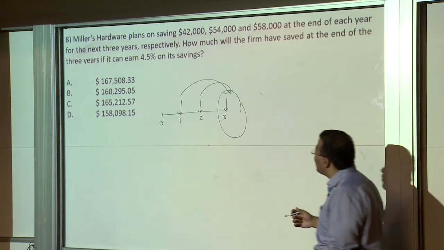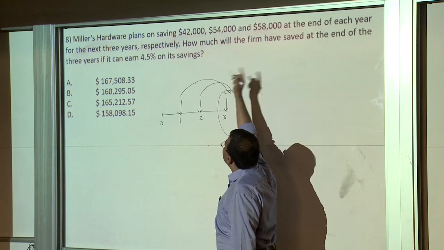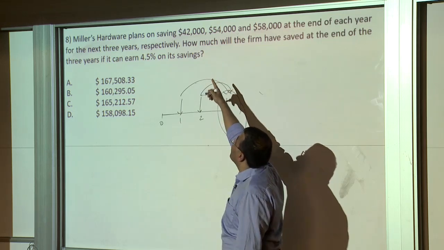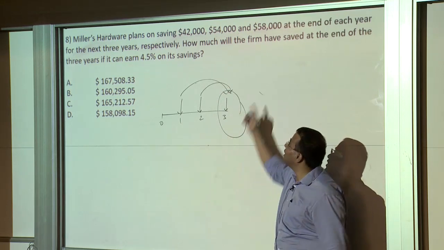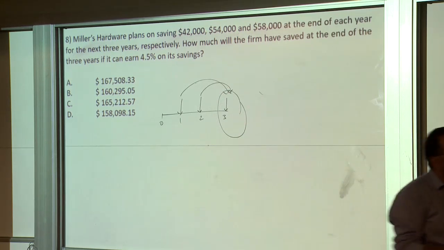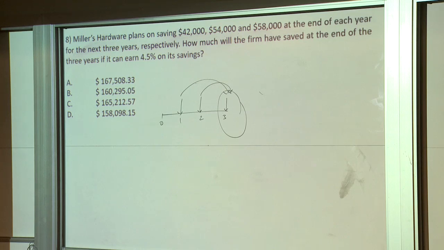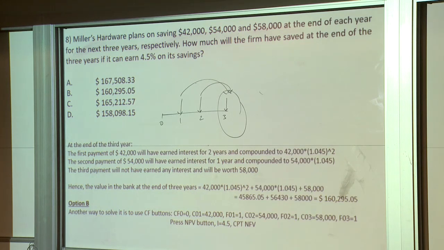So the straightforward way would be to try and find the future value of 42,000 for 2 years, find the future value of 54,000 for 1 year, add these two and add the 58,000. That would give you an answer. That's one way to go about things. But let's see if we can do it in some other way. Let's see if we can use our calculator to try and speed up things a little bit.